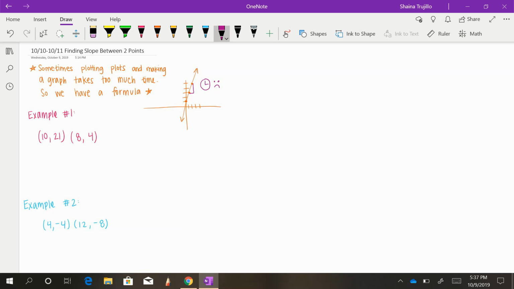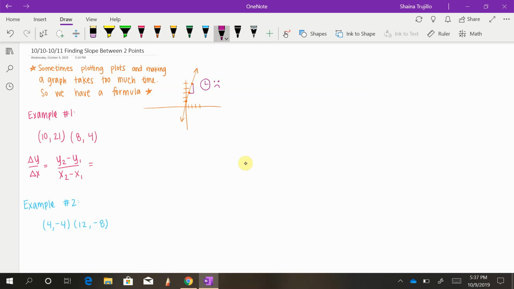So we all know that slope is the change in y over the change in x. Okay, the way we find the change in y when we're given two pairs of coordinate points is we take y2 minus y1 over x2 minus x1. Now you might be thinking, wait, I don't even know what y2 and y1 is. I'm going to show you.